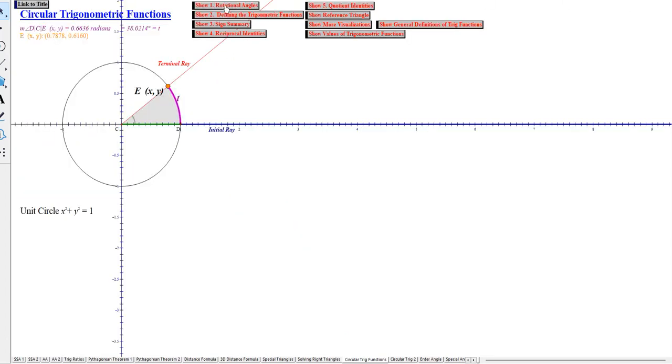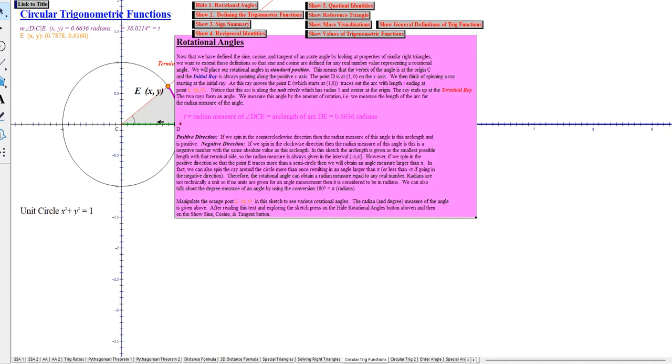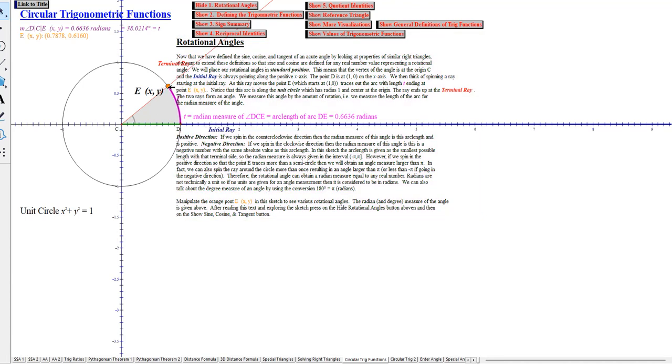Okay, so see if we can keep doing this here. Again, talking about rotational angles. Now, this one, I know it's still showing only the shortest angle there.